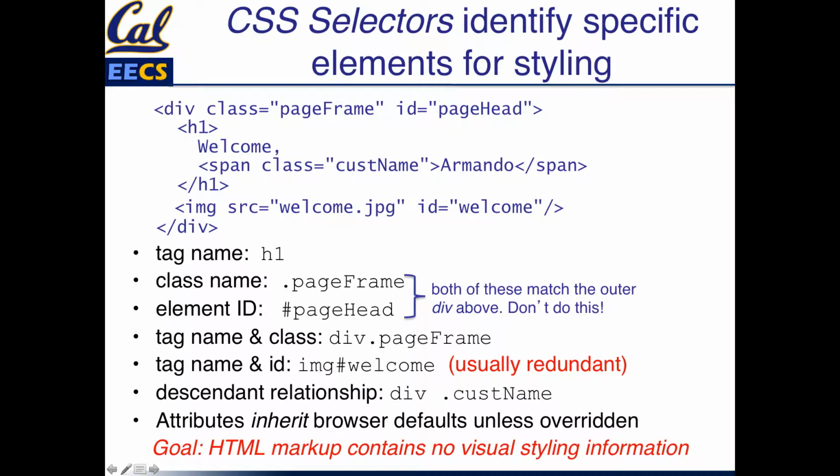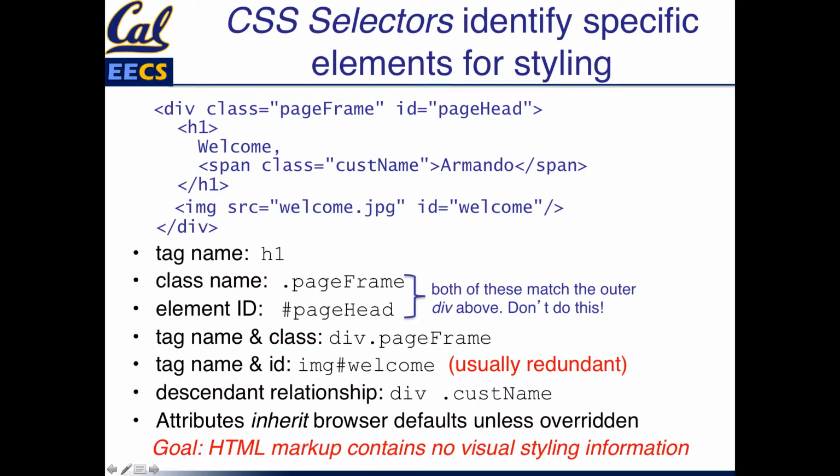Now, in this case, I've written two different selectors, both of which could match this outer div. In general, you need to be careful of not doing that in your CSS files, because then you have to worry about complicated rules regarding which set of rules gets applied when multiple rules match. And if you're using a good CSS editor program, they'll usually warn you if you accidentally do something like this.